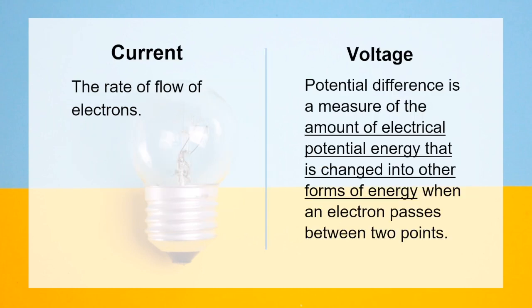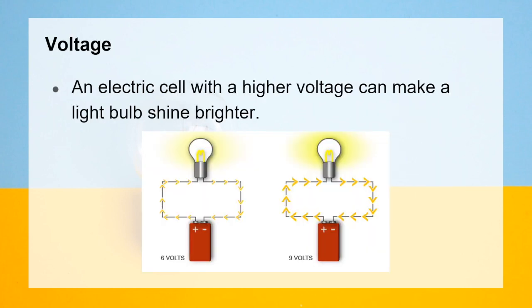To summarize the difference between current and voltage, current refers to the rate of flow of electrons, meaning how fast the electrons are flowing through the circuit. However, voltage refers to the amount of electrical energy that is converted into other forms when the electron passes between 2 points. Hence, current and voltage are totally different. When you use an electric cell with a higher voltage, it can make the light bulb shine brighter because it can supply more electrical potential energy to the electrons.